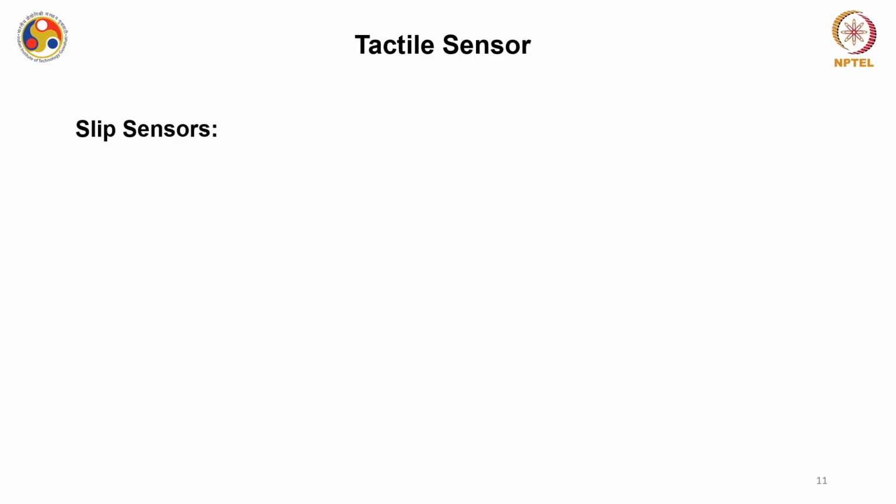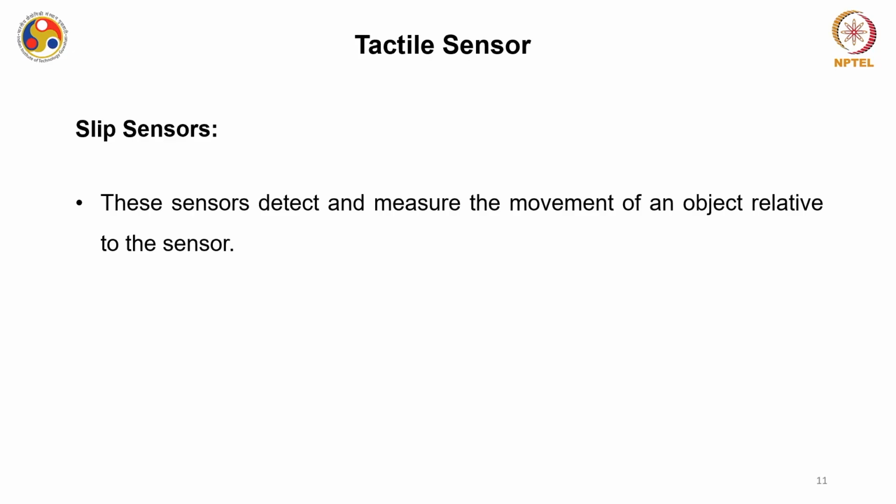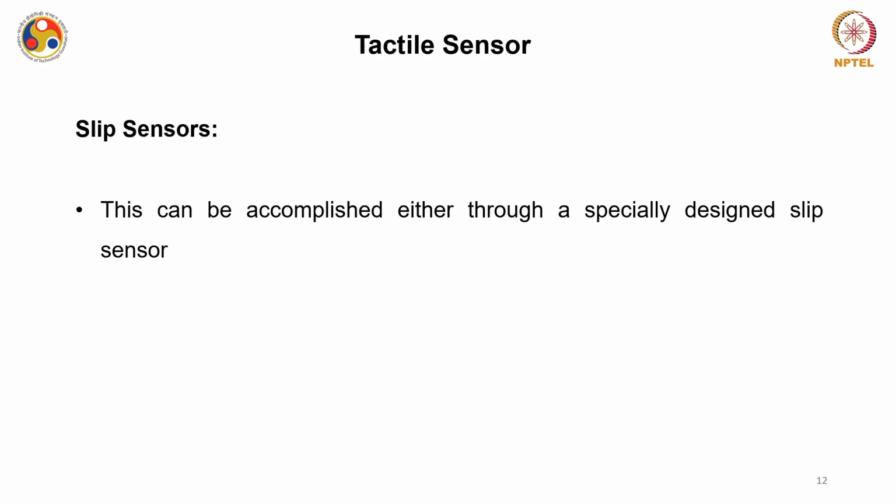Then there is another kind of tactile sensor which is known as slip tactile sensors. These slip sensors detect and measure the movement of an object relative to a sensor. So, you have a sensor, and how an object is gliding or moving, or slipping, will be detected by this slip tactile sensor. Just a feel of touch that something is slipping is more than enough to detect this phenomenon of slip.